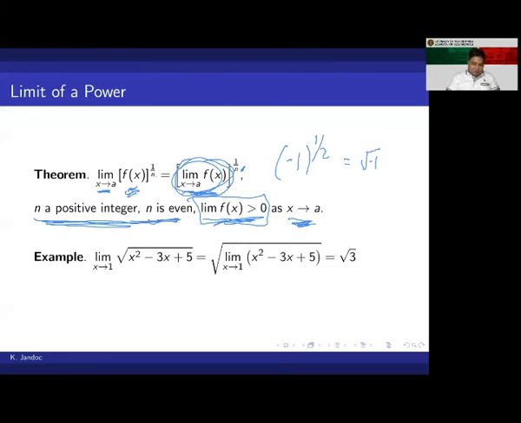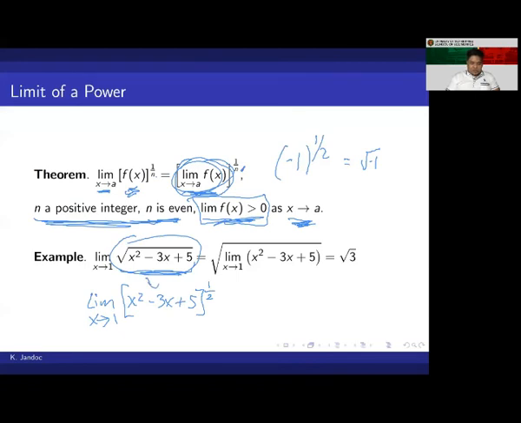So for example, you have this function x squared minus 3x plus 5, and you're getting the square root. So this is the same as the limit as x approaches 1 of x squared minus 3x plus 5. This is f of x, and then you're raising it to 1 over 2, to 1/2. So this is the same as this one. It's just taking the square root.